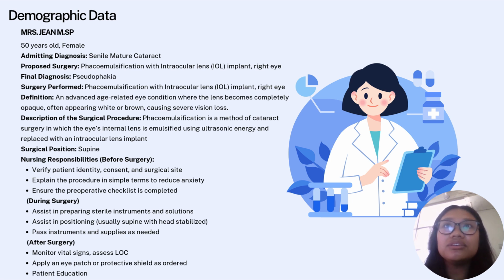For the description of the surgical procedure, phacoemulsification is a method of cataract surgery in which the eye's internal lens is emulsified using ultrasonic energy and replaced with an intraocular lens implant. Surgical position, of course, supine position. For the nursing responsibilities, the following are the before the surgery, during the surgery, and the after surgery responsibilities.